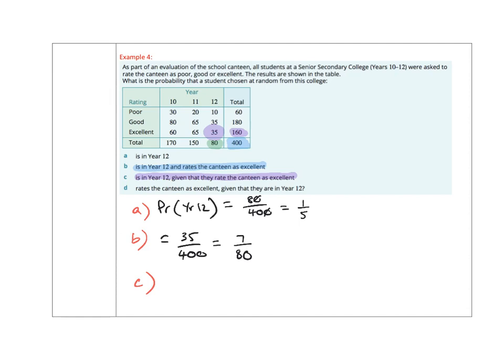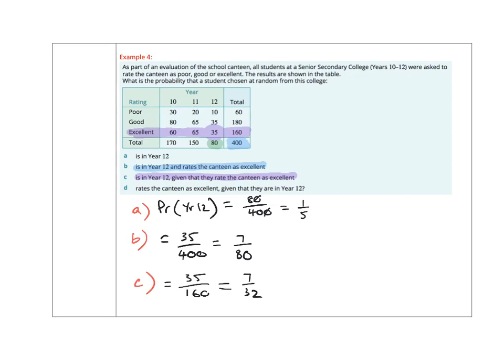Now this says is in year 12 given that they rate the canteen as excellent. We can imagine that they've rated the canteen as excellent, so this is the only thing that we're looking at. And how many students there were in year 12? Well, it's 35 out of 160. So this is equal to 35 out of 160. And if we divide by 5, we can simplify that to 7 over 32.